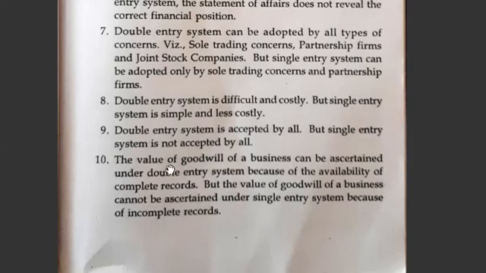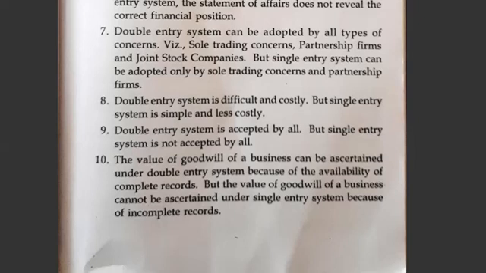The value of goodwill of a business can be ascertained under the double entry system because of the availability of complete records, but in the case of single entry we cannot value the goodwill. Double entry is accepted by all because it reveals a good accounting system. Double entry system is costly, of course, because each subsidiary account is kept and all the accounts are opened. Each and every book is maintained, so it is costly compared to the single entry system.